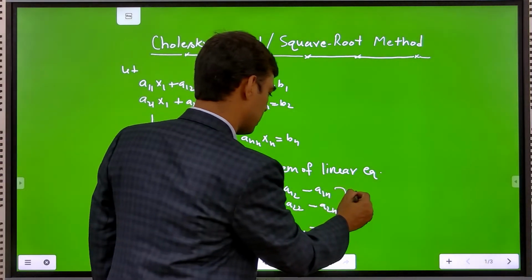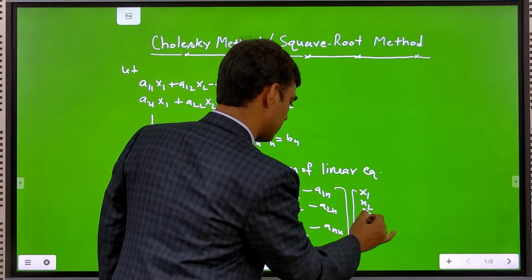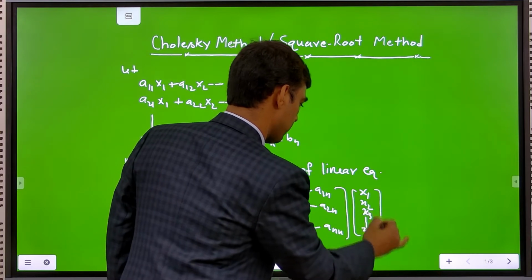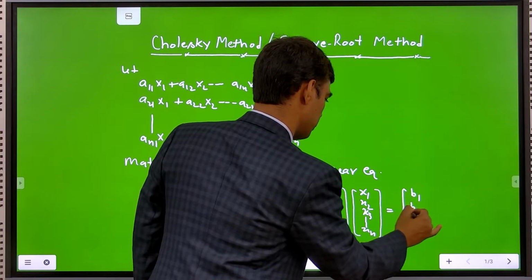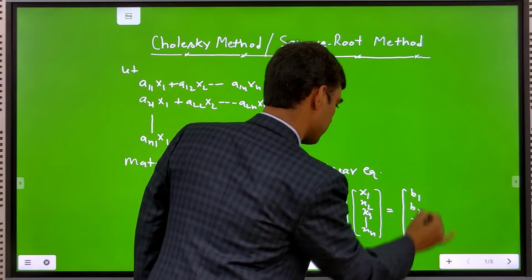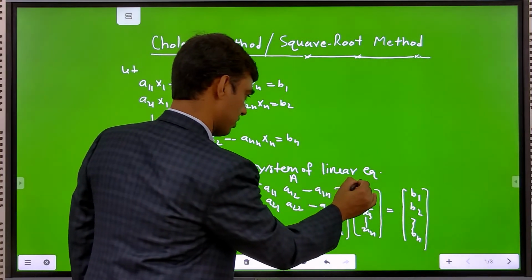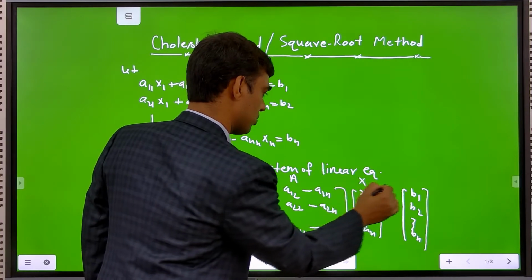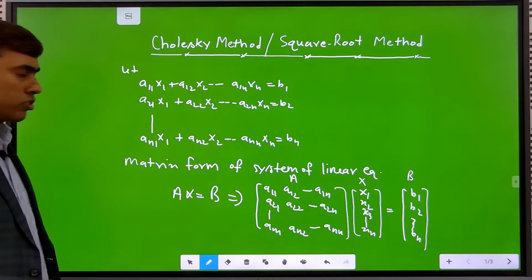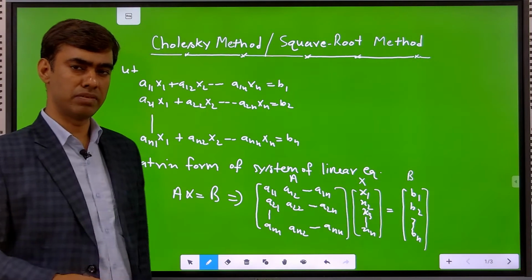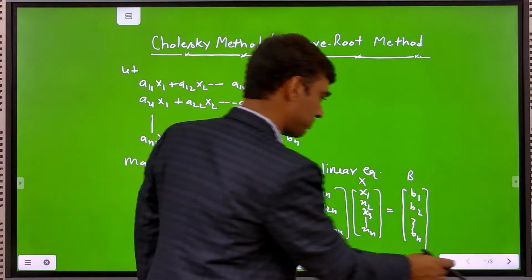Then we write the vector of unknowns x1, x2, x3 up to xn, equal to b1, b2 up to bn. So we denote the coefficient matrix by A, the vector of unknowns by x, and the values of the right hand side by b. So first of all, we write the given system of linear equations in matrix form, Ax equal b.